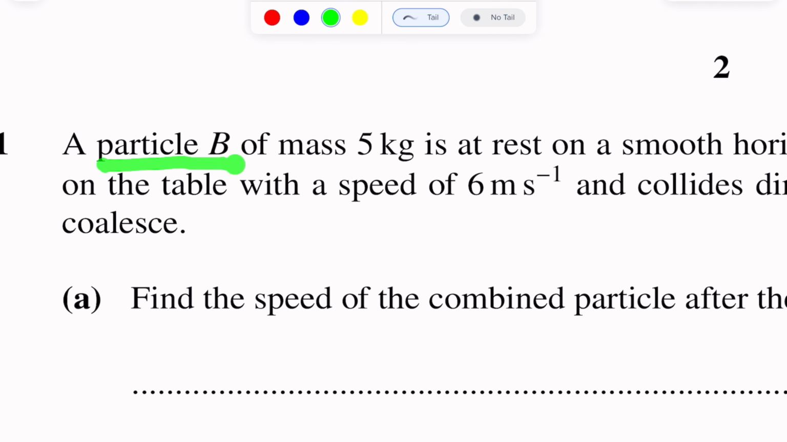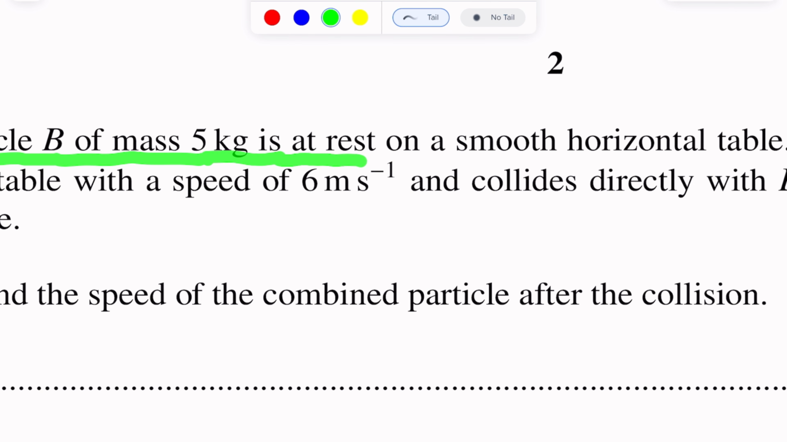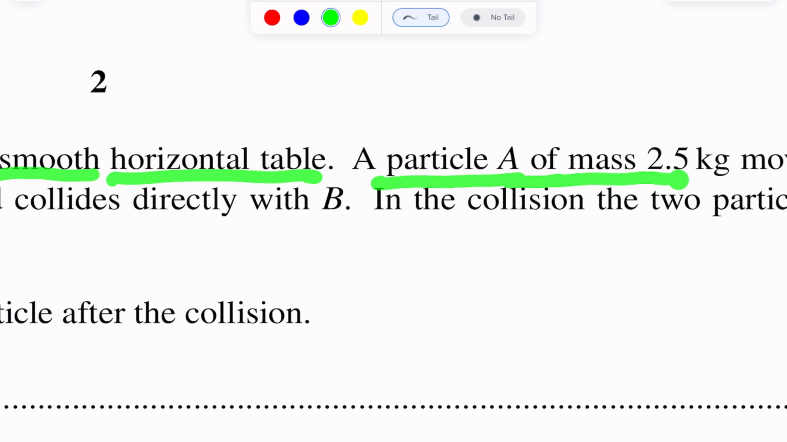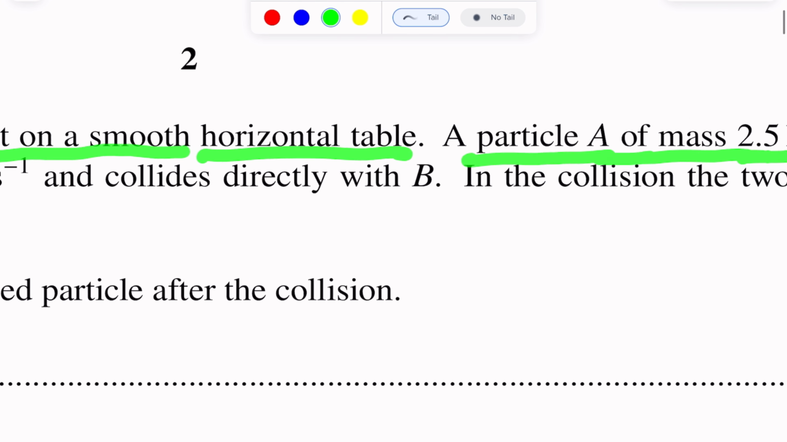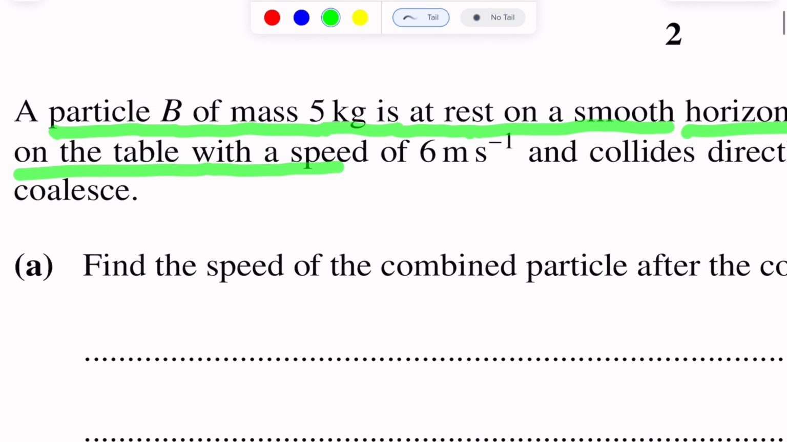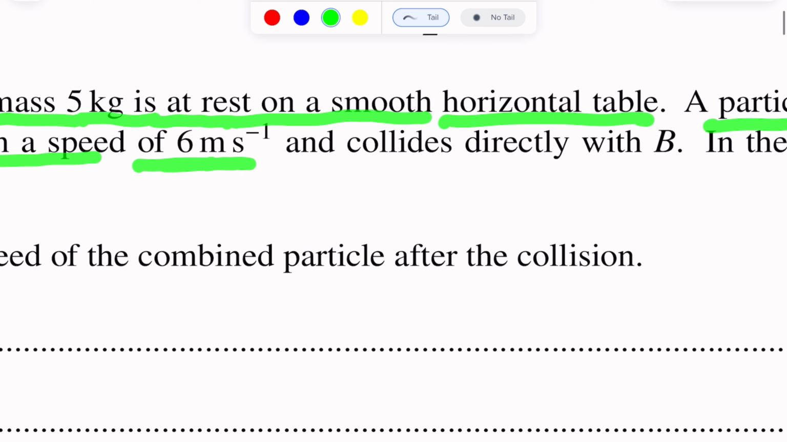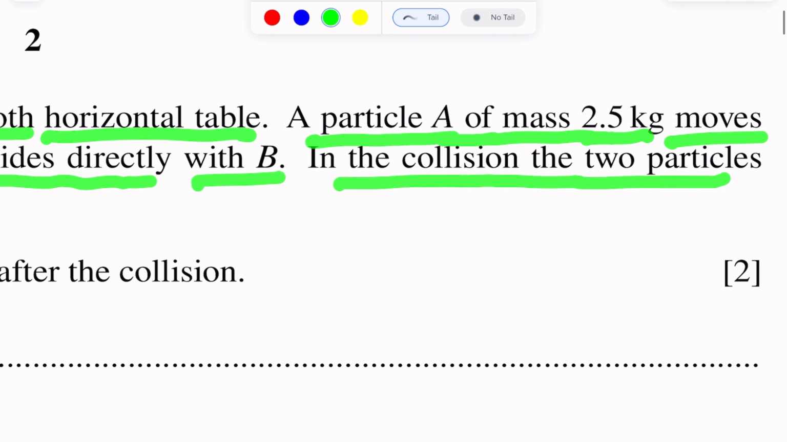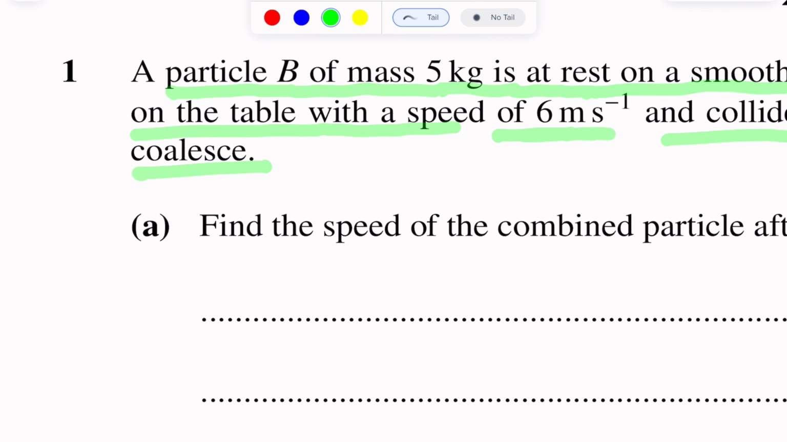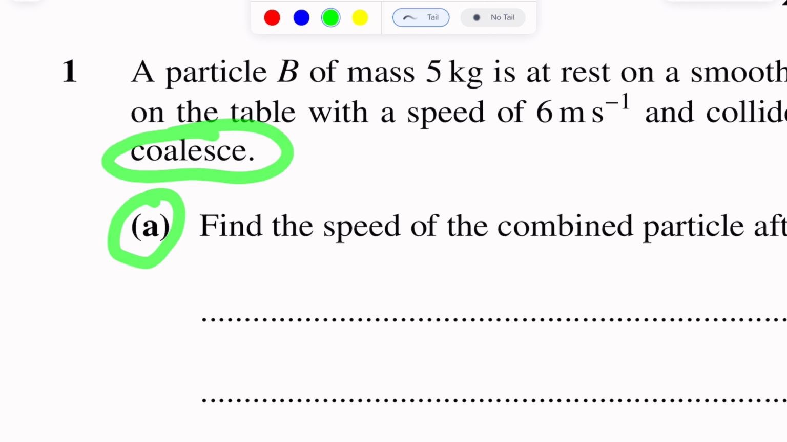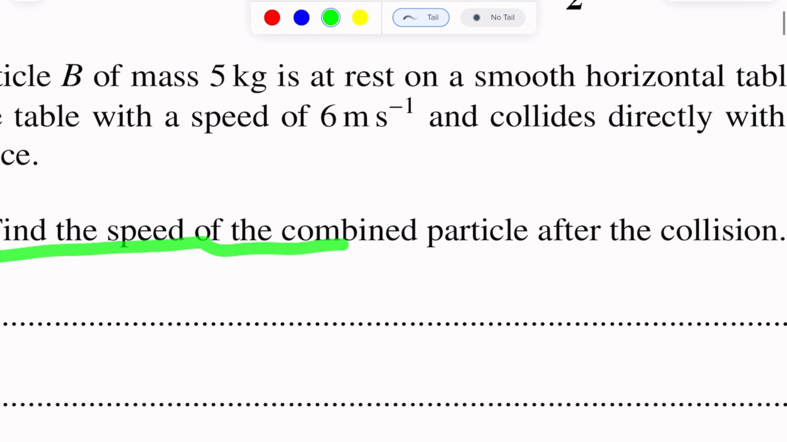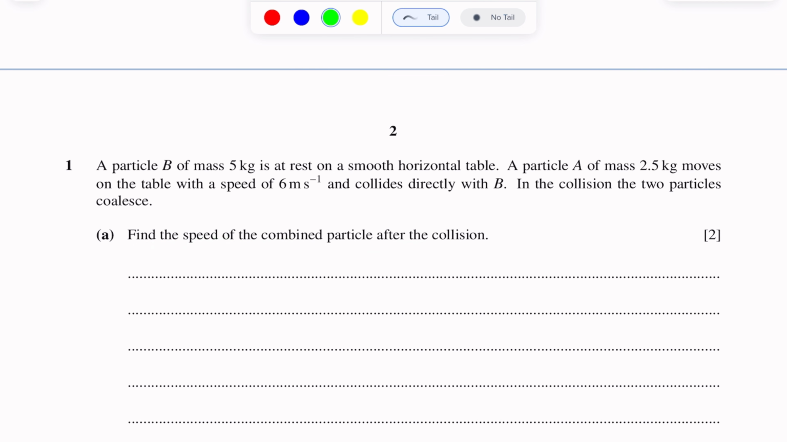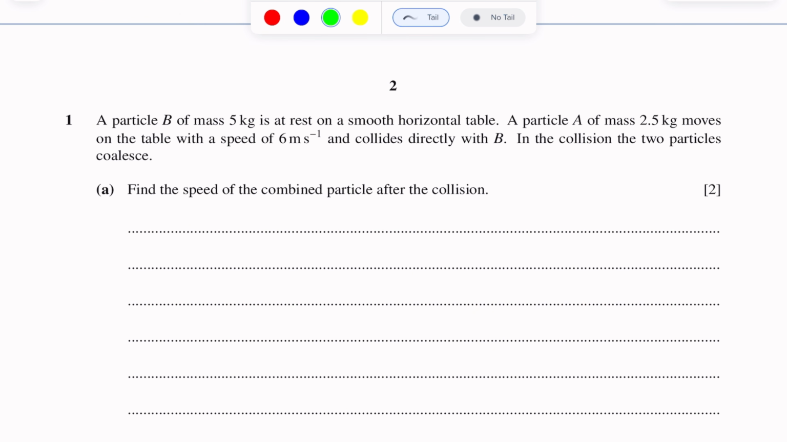A particle B of mass 5 kg is at rest on a smooth horizontal table. A particle A of mass 2.5 kg moves on the table with a speed of 6 meters per second and collides directly with B. In the collision, the two particles coalesce. Coalesce means combined. Find the speed of the combined particle after the collision. We will use here the law of conservation of momentum.